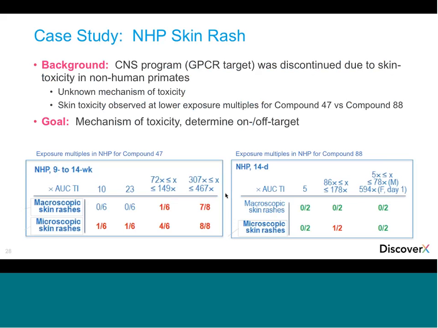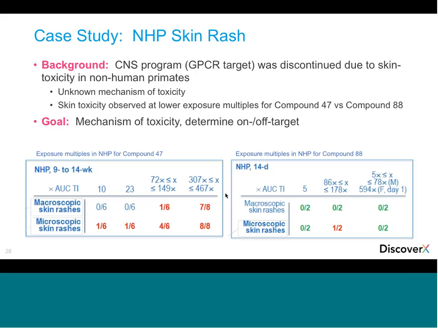So there was an unknown mechanism of toxicity, and they had actually tested at least two different compounds in the non-human primates. They both had the toxicity. One seemed to be a little more active than the other one, and their goal was, can we determine the mechanism of toxicity, and can we figure out whether or not it's on or off target? They did not think it was on target, but could we provide information about this?